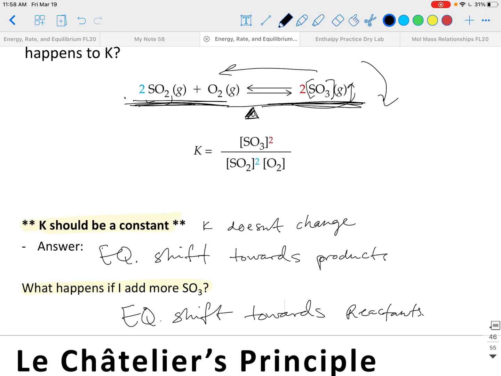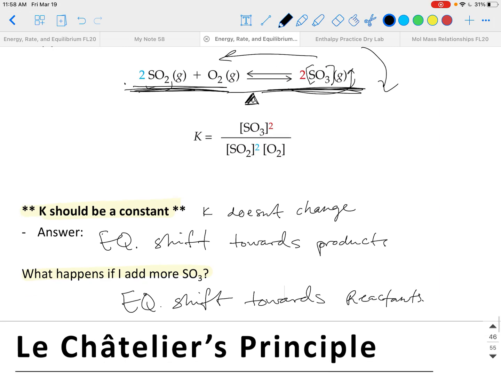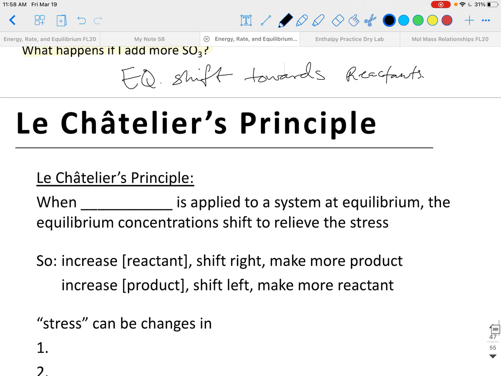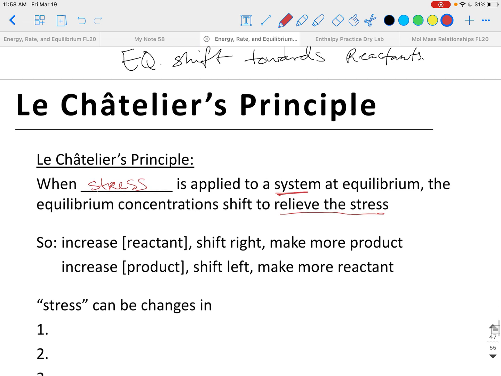So that's what happens when we make an adjustment to a reaction at equilibrium. Let's define what LeChatelier's principle says, because the scientist who studied this put it into words. He said, when stress is applied to a system, a system being a chemical reaction at equilibrium, the equilibrium concentrations shift to relieve the stress. When I was talking about tipping the scales back the other way, that's what I mean by relieve the stress, restoring everything to its original conditions.